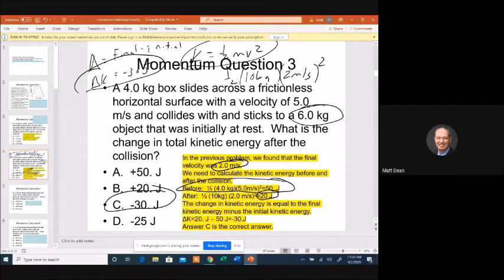And remember that negative 30 joules can't just go away. It's not used up. It's converted into another form of energy. In this case, probably some of it is sound, probably some of it is heat or thermal energy.